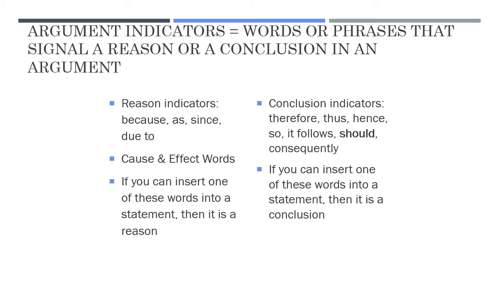Now, full disclaimer, not every reason, not every conclusion will have an indicator. So you have to use your common sense to ask yourself, is this a piece of evidence? Is this an example? Is this an explanation? Or is this the main point of this paragraph? Or is this the main point of the whole passage? In that case, it's a conclusion. Intermediate conclusions, by the way, tend to have the same kind of indicator words as conclusions. So look out for those.